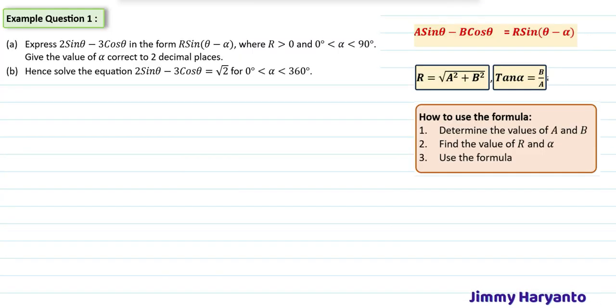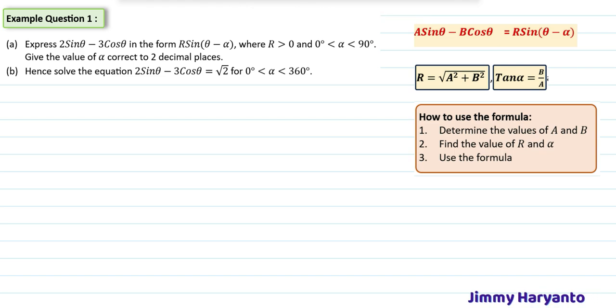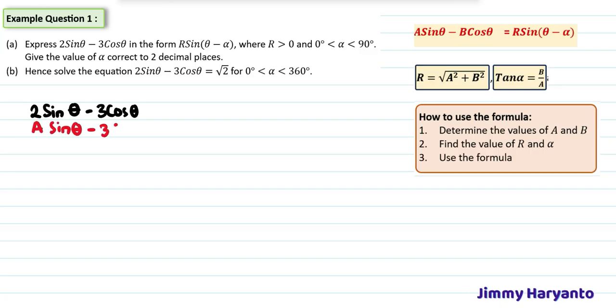Because we already know which formula we have to use, we can compare whether the expression is the same as the formula. I think it's already the same, because the expression is 2 sine theta minus 3 cos theta, and the formula says a sine theta minus b cos theta. That means we can conclude that a equals 2, and b equals not negative 3 but 3. So we already did the first step.